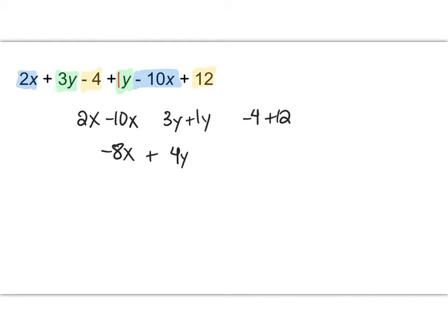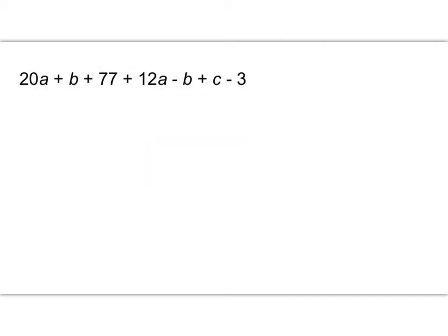And then last of all, let's look at our constant term. So we have negative 4 and positive 12. That's the same thing as 12 minus 4, so that's going to be plus 8. So this is our simplified expression, negative 8x plus 4y plus 8. How do we know we're done simplifying? There's no more like terms that we can combine. Let's look at another example.